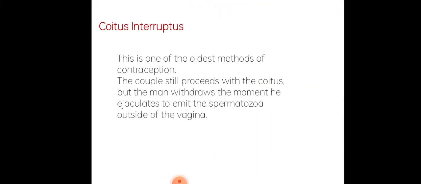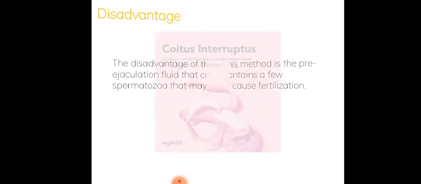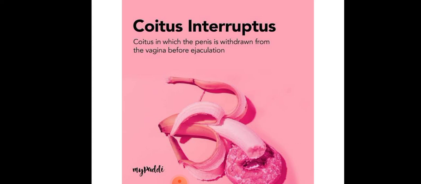Coitus interruptus. This is one of the oldest methods of contraception. The couple still proceeds with the coitus, but the man withdraws and ejaculates to discharge the spermatozoa outside of the vagina. Disadvantage: the disadvantage of this method is pre-ejaculation fluid that contains a few spermatozoa that may cause fertilization. Coitus interruptus is coitus in which the penis is withdrawn from the vagina before ejaculation.